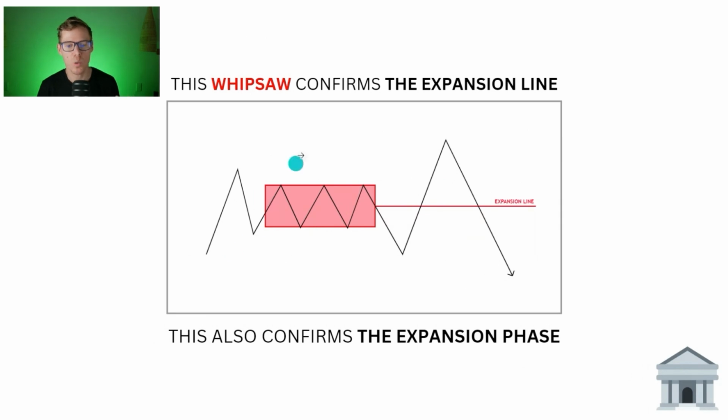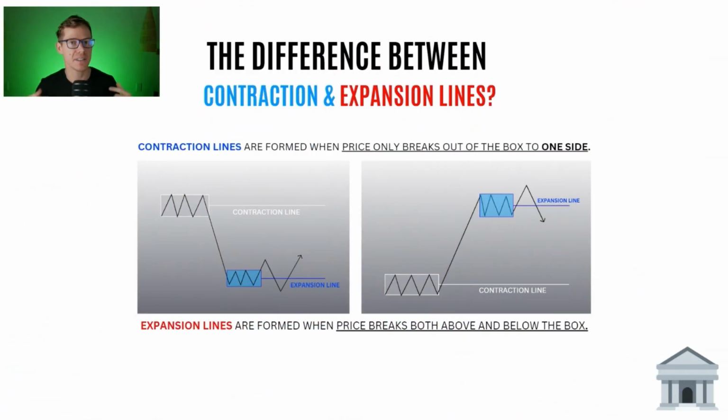It creates this whipsaw movement around the value lines. This whipsaw movement is designed to manipulate and liquidate the retailers who don't understand what is going on. That is why it's super important for you to understand this process. Understanding the difference between the contraction and the expansion lines will give you an understanding of how this methodology works.